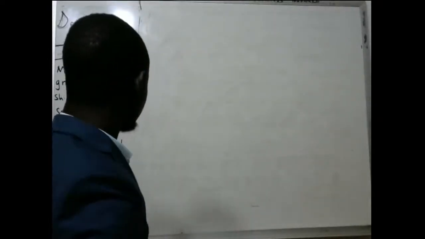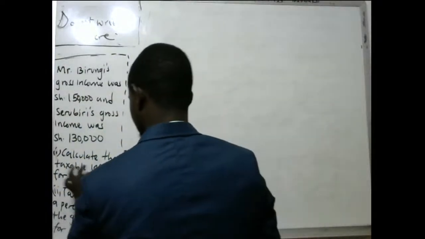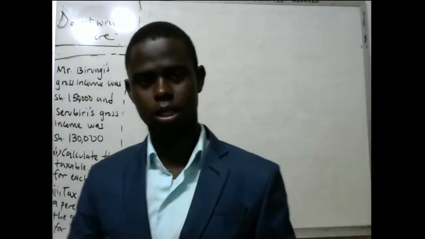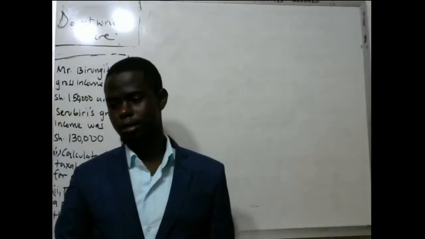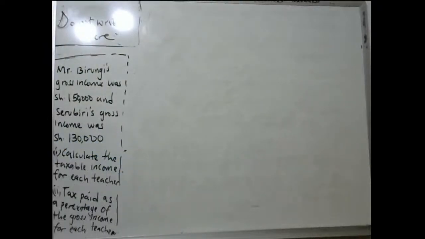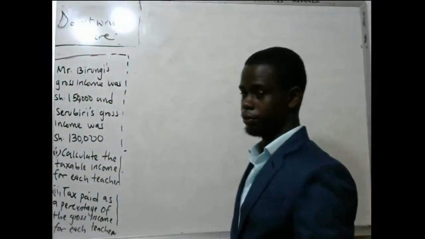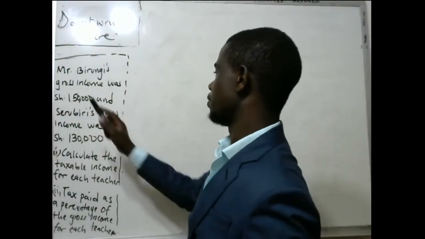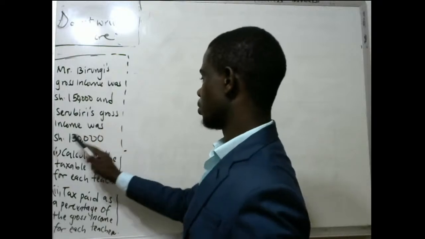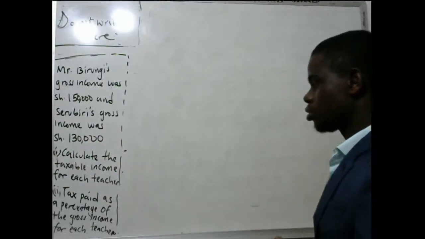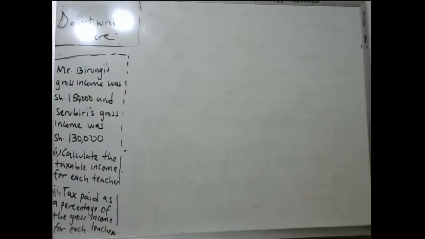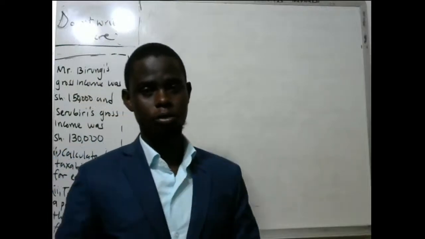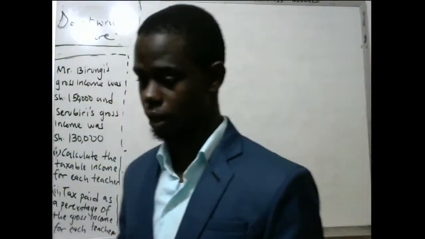Now the first question is telling us to calculate the taxable income for each teacher. How do we calculate the taxable income? Remember, taxable income is equal to gross income minus the total allowances. And we already have the gross income for each teacher. They told us that Mr. Birungi's gross income was shillings 150 and Serubi's gross income was shillings 130. Then calculate the taxable income for each teacher. We can't calculate the taxable income if we don't know the allowances that these people get, or the amount of money that these people get in the form of allowances.